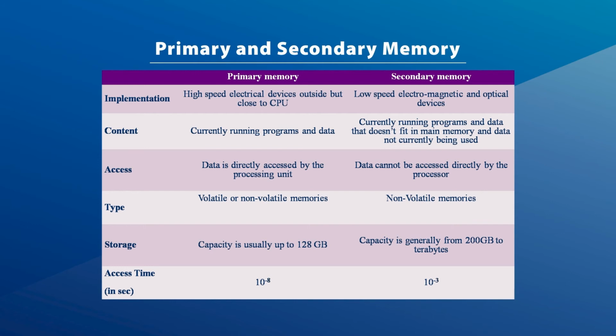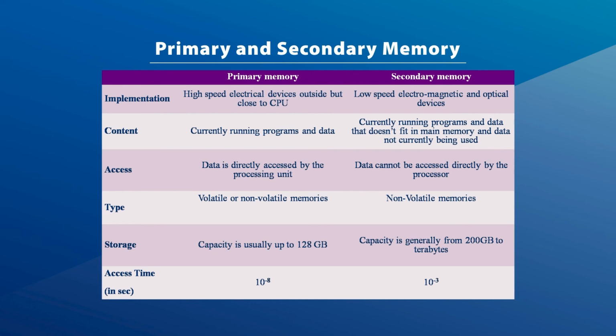Access: obviously, the content of the primary memory is directly accessed by the processor. Type: it is volatile. Storage capacity: it is small compared to the secondary storage. Generally, a maximum capacity of 128 GB is supported by high-end personal computers, and the capacity of secondary storage is in terabytes, maybe 100 terabytes, or 1 terabyte, 2 terabytes, or 200 GB, 500 GB. You have a very large volume of storage available in secondary.